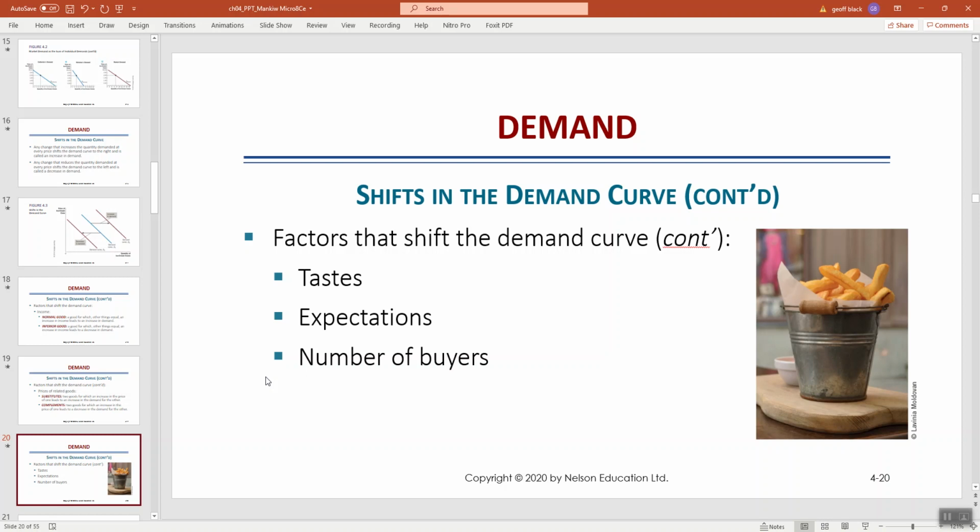And then obviously the number of buyers can also affect quantity demand, because if there are more buyers, then that means you can shift the curve to the right. There's more quantity demand. So these are all things that can shift quantity demand.